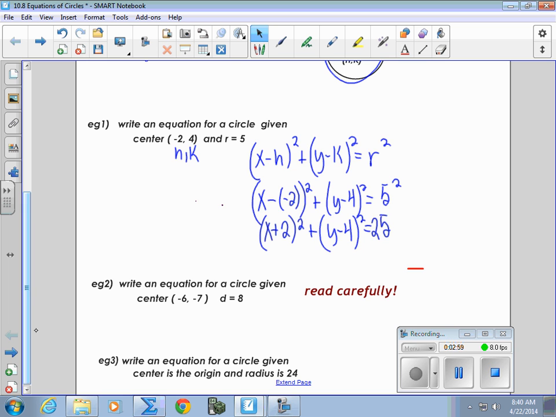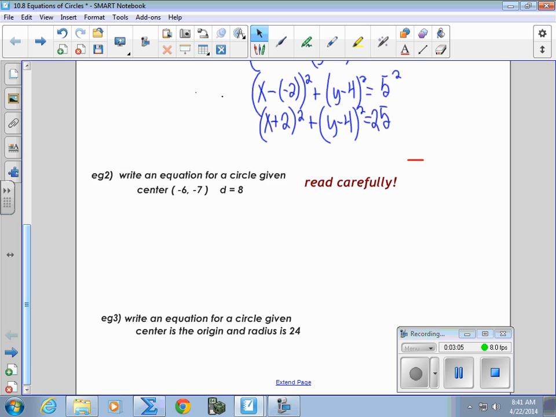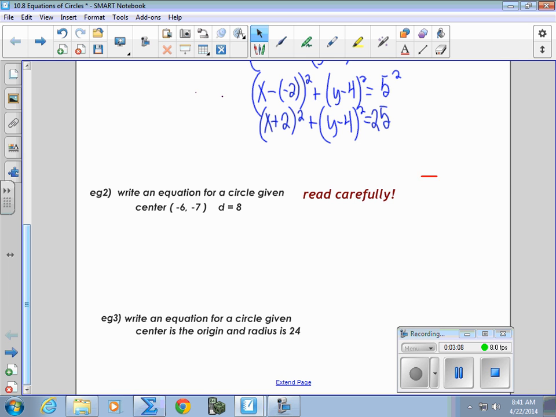The next question is a little tricky, so be careful when you read your questions to understand what information they give you. It says write an equation of a circle given the center is at (-6, -7) and the diameter is equal to 8. So you're given the diameter, but you need the radius. So what is the radius? Well, remember the diameter is twice the radius, so the radius would be equal to 4. But read your question carefully so you know whether you're given the radius or the diameter.